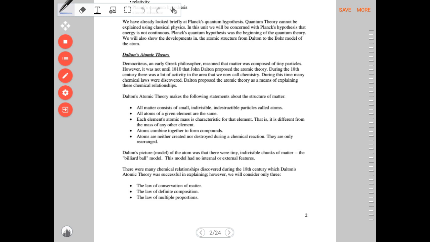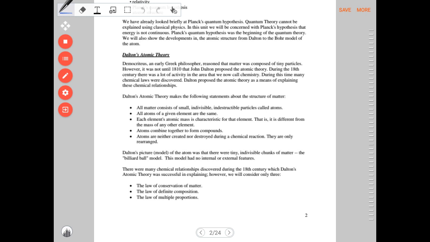Okay, so Dalton's atomic theory makes the following statements. Okay, so all matter is consisted of small, indivisible, indestructible particles called atoms. All atoms of a given element are the same. Each element's atomic mass is characteristic for that element. That is, it is different from the mass of every other element. Atoms combine to form compounds, and atoms are neither created or destroyed during a chemical reaction. They're only rearranged. Now, that sounds familiar, doesn't it? Okay. So Dalton's picture or model of the atom was that there were tiny indestructible chunks of matter, so it's called the billiard ball model. Okay, this model had no internal or external features. It was just a ball of stuff.